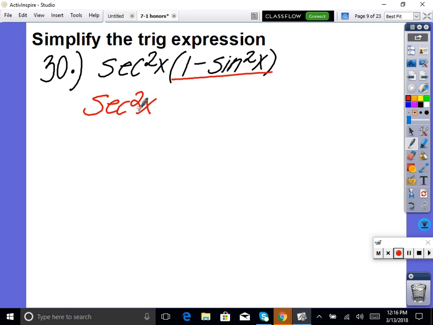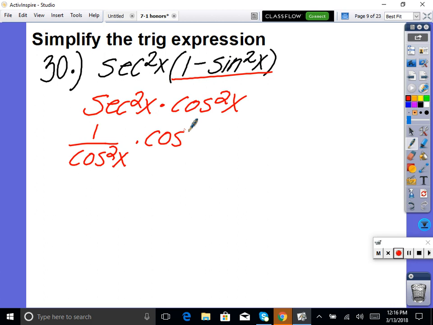Cosine squared. So we have secant x times cosine squared x. And you should say to yourself, there's many ways to go about this next piece here. However, this is how I think most of you would do it, which is great. Some of you can just see the answer. So you're saying that's 1 over cosine squared of x times cosine squared of x, which is 1.